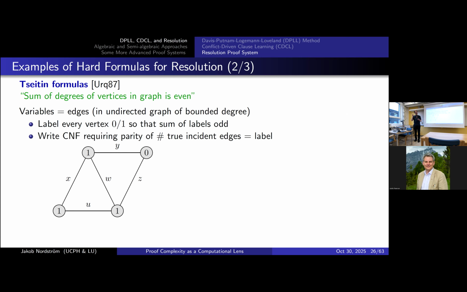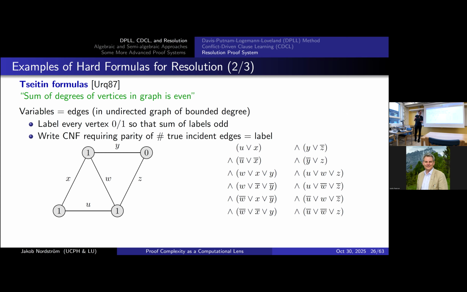Then we'll make a Boolean variable for every edge, and then we'll write down constraints for every vertex saying that the parity of the edges incident to that vertex is equal to the label. Okay, so for this graph here, we get these clauses. Just to see that, around the one-labeled vertex at the bottom, we say that x and u, the parity of them, should be odd. The parity of x, y, and w should also be odd. The parity of y and z should be even, and the parity of u, w, and z should be odd.